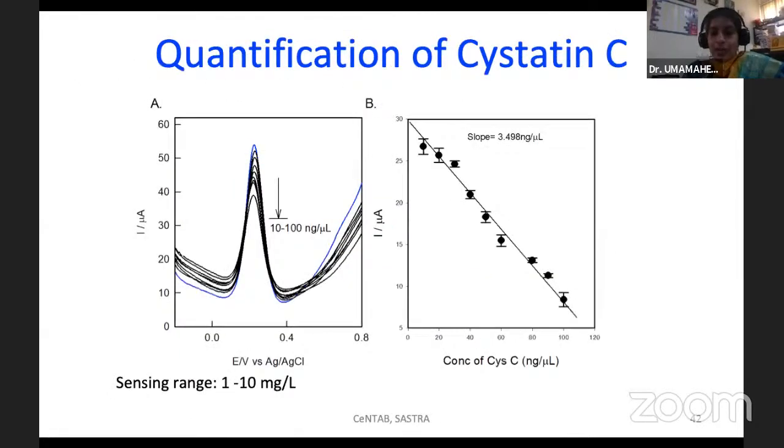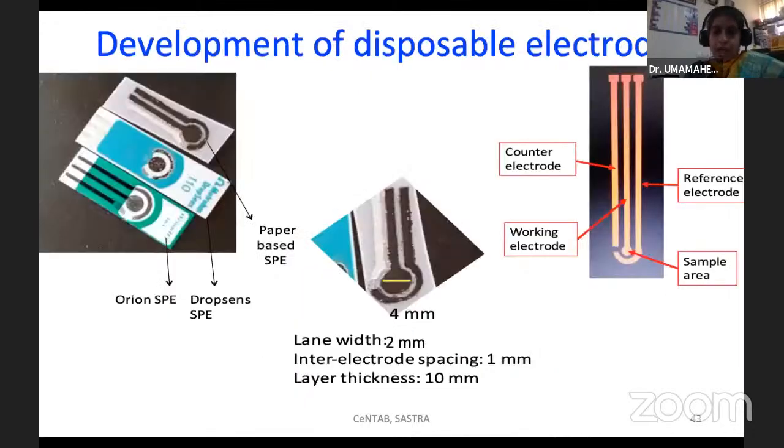So in a nutshell, what we were able to achieve was a sensing range from 1 to 10 milligram per liter. Now, this is very much acceptable because any level beyond 1 is considered abnormal, especially 1.12 milligram per liter was a threshold. So this is within the clinically relevant threshold.